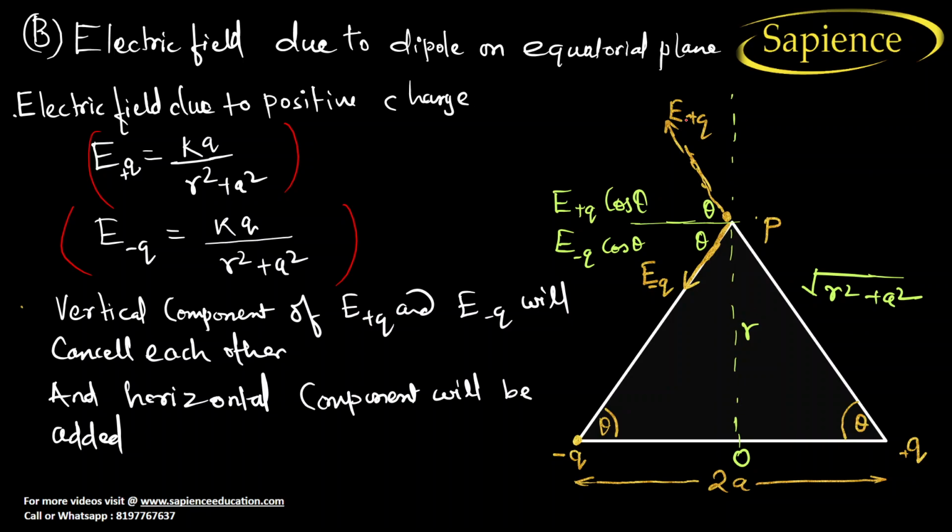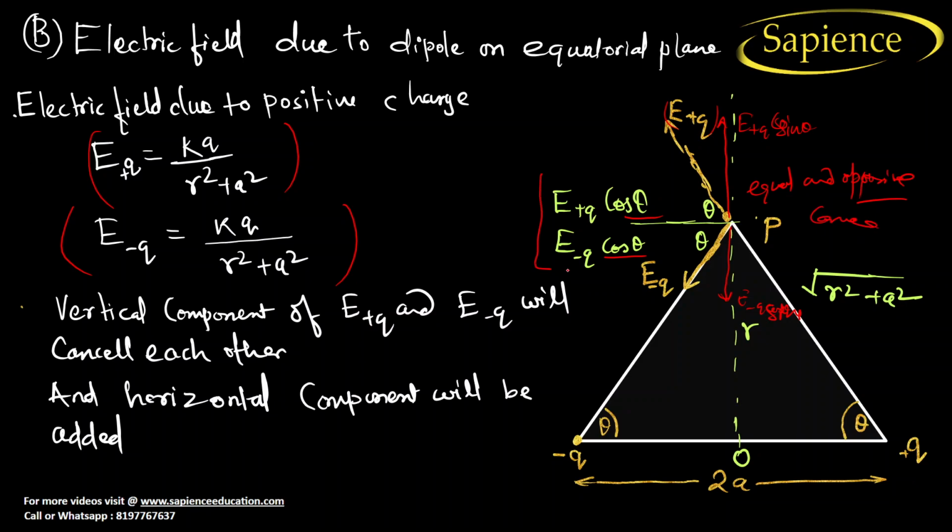Now E plus Q has two components. One component is E plus Q sin theta, and another is cos theta. E minus Q also has E minus Q sin theta, and this is cos theta. See, both are equal and opposite. So what will they do? They will cancel each other.